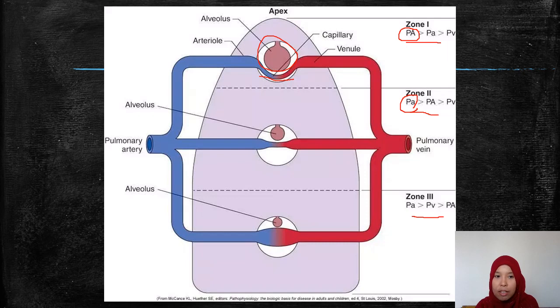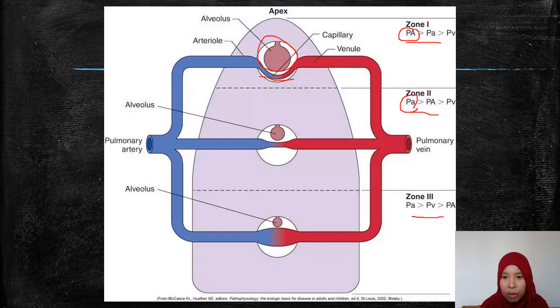Okay, now in zone 2, you'll see that the highest partial pressure is the partial pressure of the artery, the pulmonary artery. So you can see that the partial pressure of alveolus is less than that of artery, so it's smaller in size compared to the one in zone 1. And the least partial pressure is in the vein.